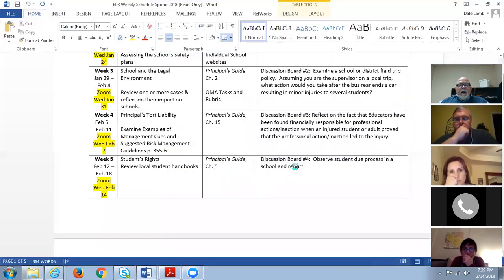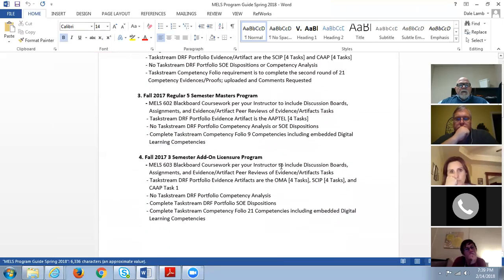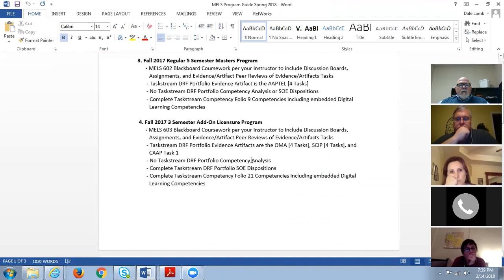Fall 17 add-on. Let's see. Fall 17 three-semester add-on. No competency analysis this semester, so you only have to write them in task 4 of the OMA and task 4 of the skip. You don't then have to copy and paste them into TaskStream into your DRF. You do have to do all 21 competency folios, proofs or artifacts this semester. You do 12 for the OMA, 9 for the skip.